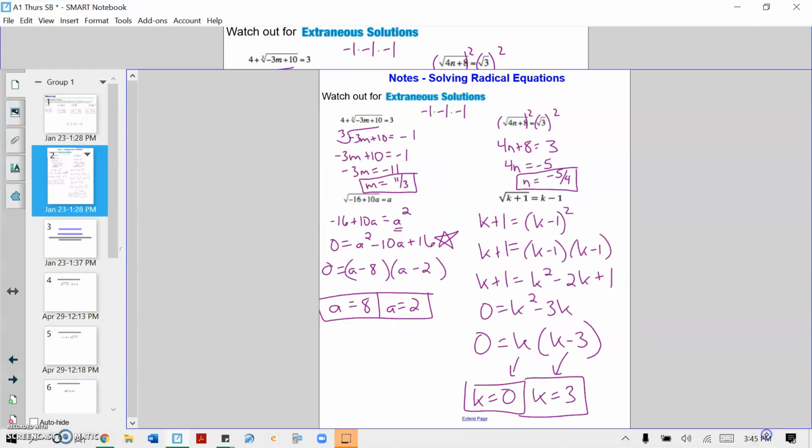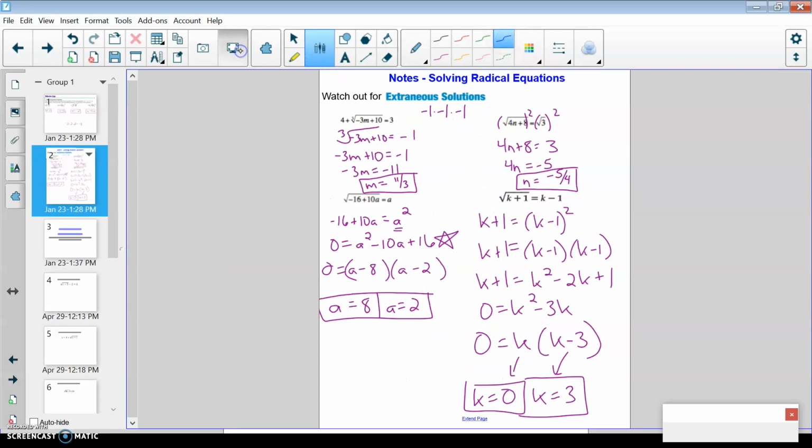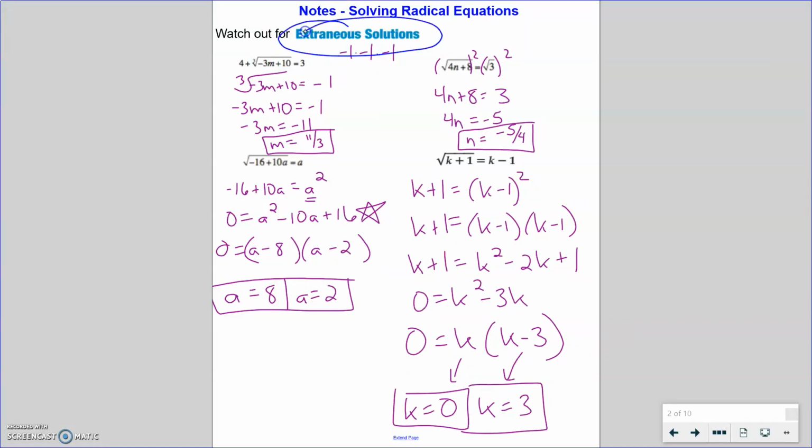Okay, one thing you have to be careful of, and you won't see this very often, are things called extraneous solutions. Notice how the first word in that phrase is extra. What happens is, especially when we square both sides of the equations, sometimes we create an extra answer that doesn't actually make the equation work.